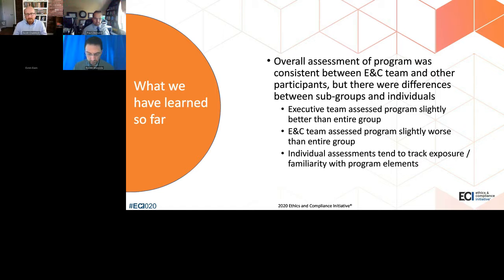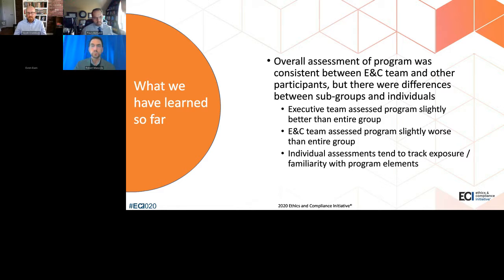So what have we learned so far? I've covered a good bit of that along the way here, but one thing we've learned is that our overall assessment was consistent generally between our team and other participants. There were differences between subgroups and individuals, as I mentioned earlier, but as a whole, pretty consistent.